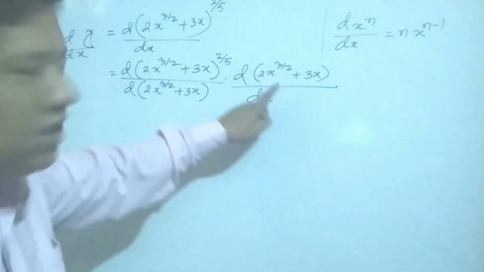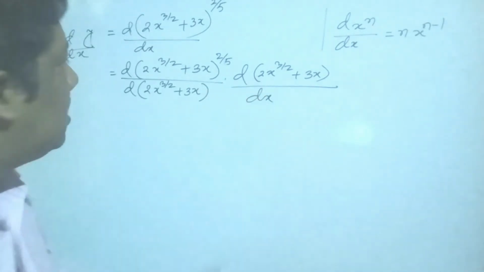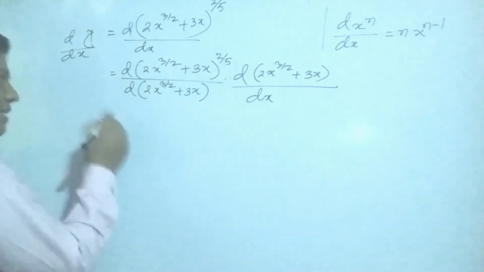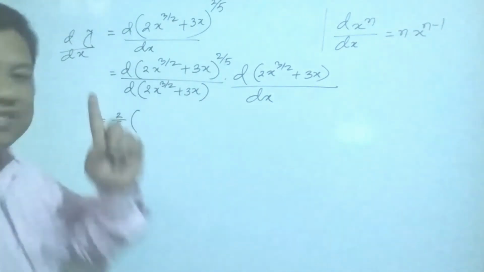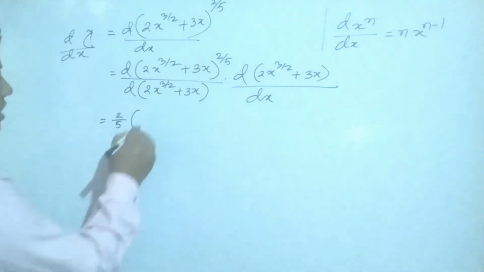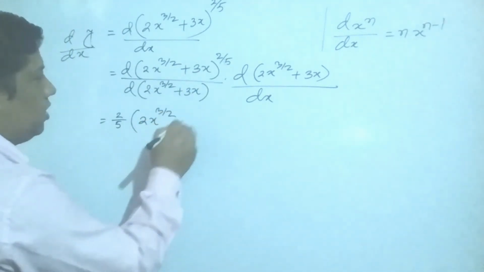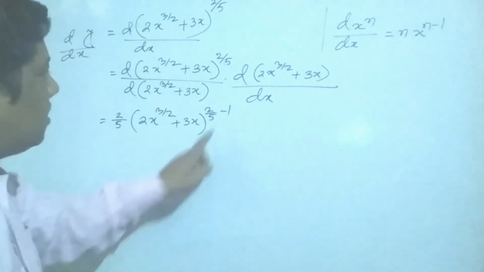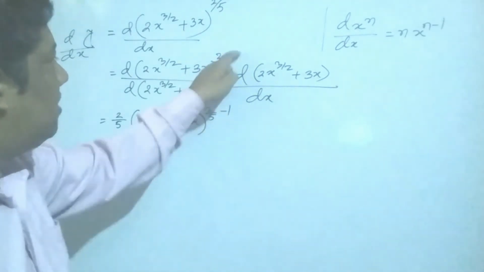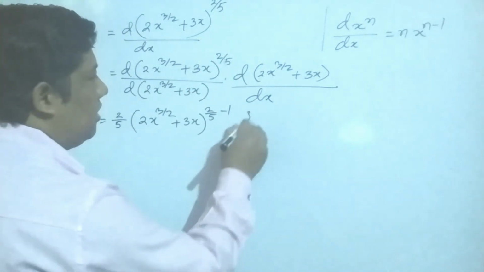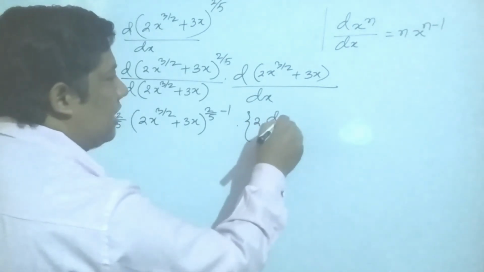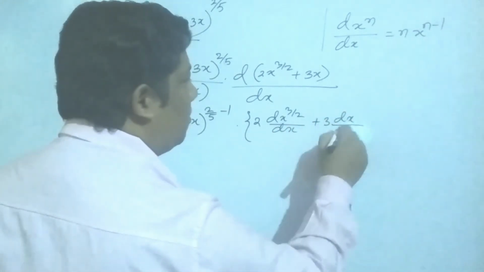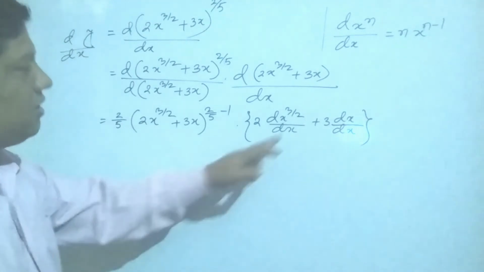So my students, I think you understand. Now same to same numbers you have to write like this. Now this comes back side, 2 upon 5, and you have to just subtract 1 from the power. That means 2x power 3 upon 2 plus 3x power 2 upon 5 minus 1. Just you have to subtract minus 1 from this side. Now again, when you differentiate, d x power 3 upon 2 upon dx plus 3 dx upon dx. So you get this part.